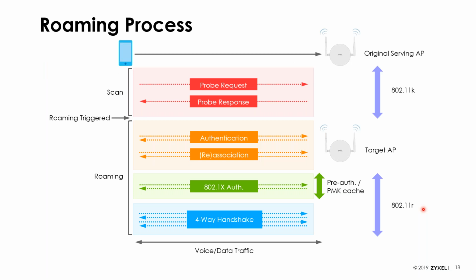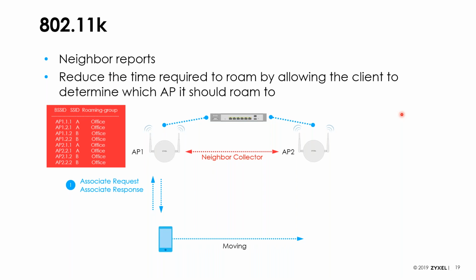Okay, and 11K works on the scanning phase of roaming, meaning that it helps clients to select the best possible AP in advance and very quickly. And how does it actually work? The APs themselves share neighboring reports. So which APs are a part of our neighboring environment?